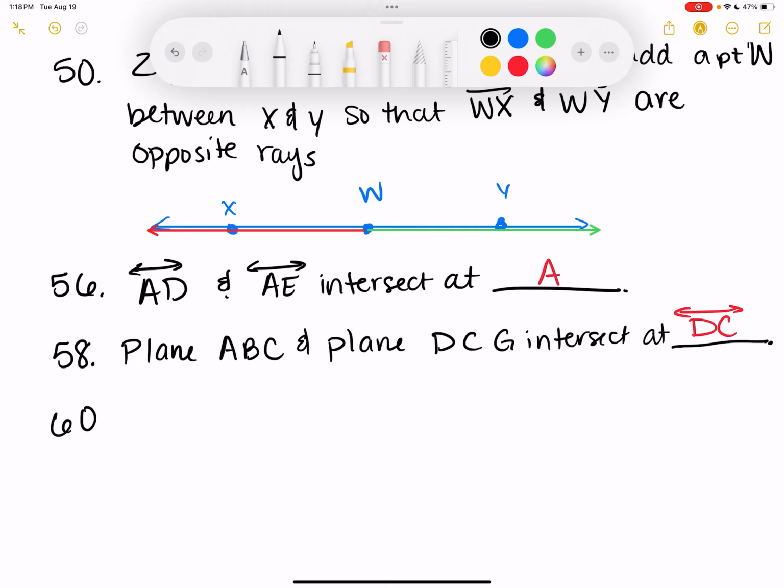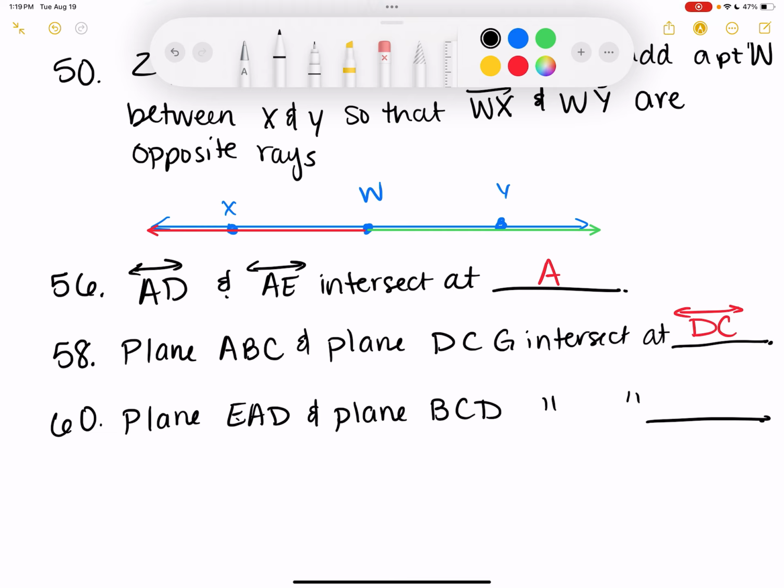60. Plane EAD and plane BCD intersect at, I don't feel like writing the words again. So EAD is kind of top left and BCD is top right. So what line is the part that's touching both of those planes? Line AD. Yep, line AD.